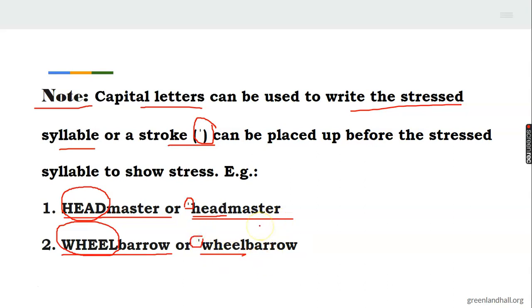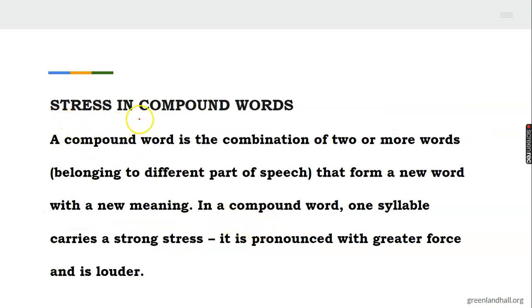Okay, let's move forward. Now, stress in compound words. But before we move forward, what do we mean by compound words? A compound word is a combination of two or more words, which may belong to different parts of speech. You know, we can use a verb and a noun, combining them together. That's what we call a compound word. A compound word is the combination of two or more words that form a new word with a new meaning.